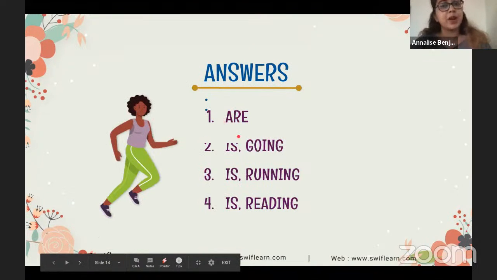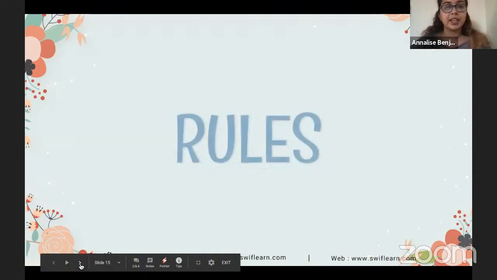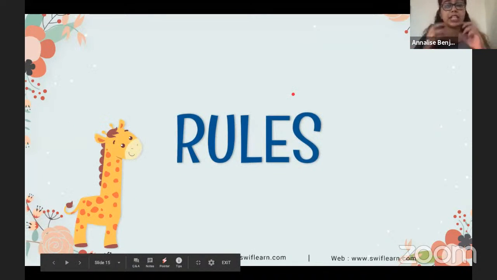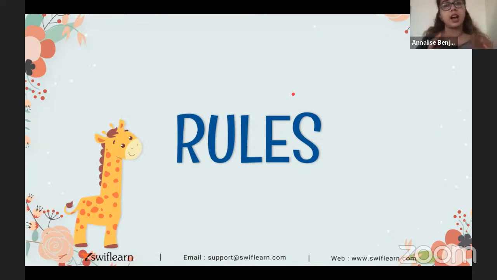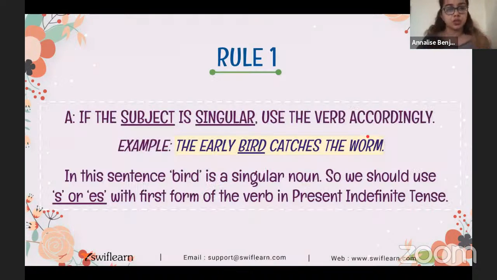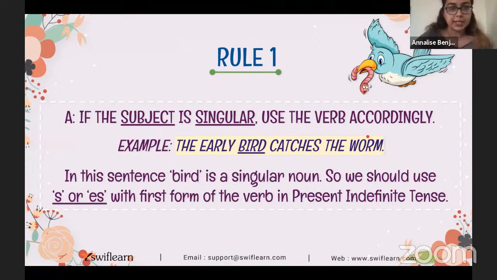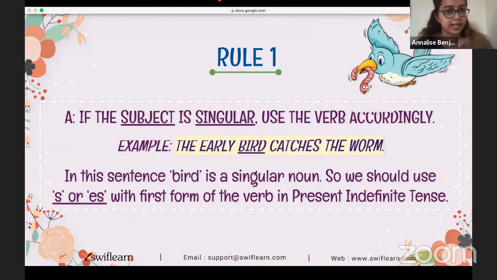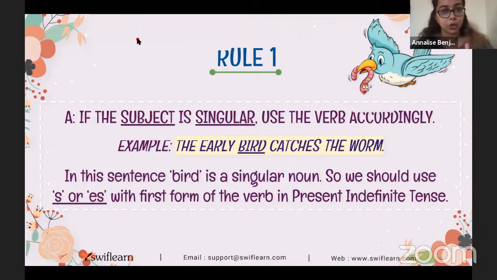Okay, look at our answers below. Are, is going, is running, is reading, as we mentioned earlier. Now we're going into the different rules that we have in our subject verb agreement. Okay, let's begin. The first rule in the subject verb agreement is if the subject is singular, the verb will be accordingly. This means that if your subject is singular, that means single one, then the verb will also be singular.